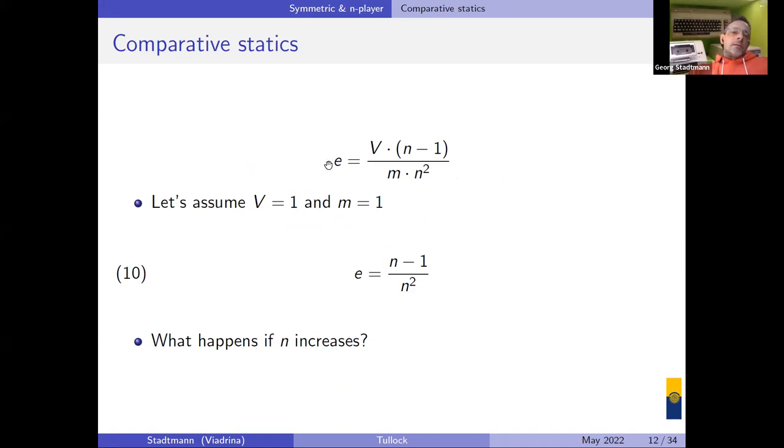In the following part of the lecture, I will assume that the prize money is normalized to 1 and the marginal costs are also normalized to 1. If this is the case, then of course equation 9 will look much nicer. Equation 9 will become: the optimal effort level is (n minus 1) over n squared. And now we can answer the question: what happens if n increases?